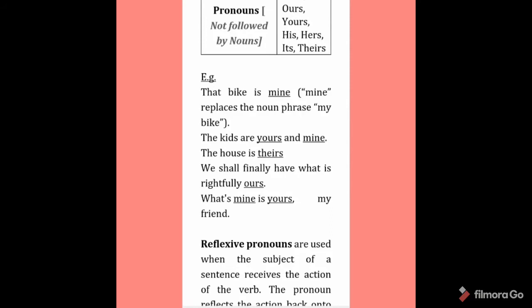The kids are yours and mine. Here, yours and mine are possessive pronouns, which show the relationship between the kids and the parents. The house is theirs. Here, theirs is a possessive pronoun, which shows the relationship that the house belongs to them. It means that they are the owners of that house. We shall finally have what is rightfully ours. And the next, what is mine is yours, my friend.